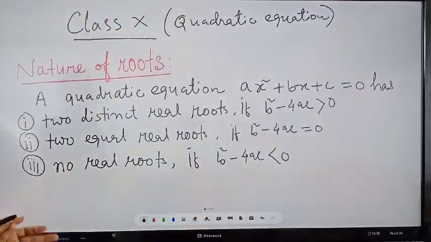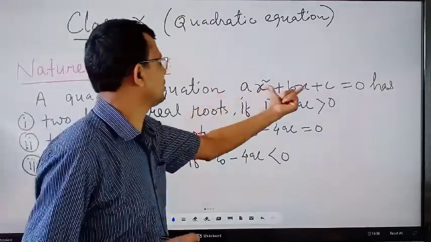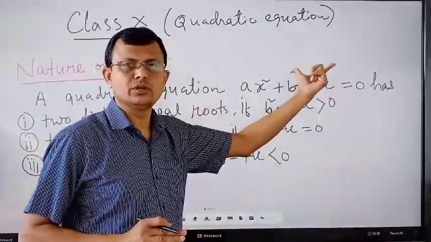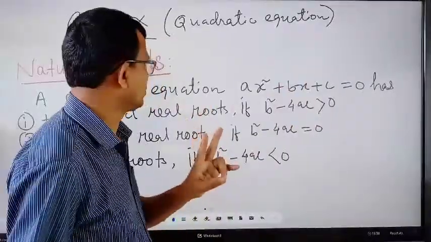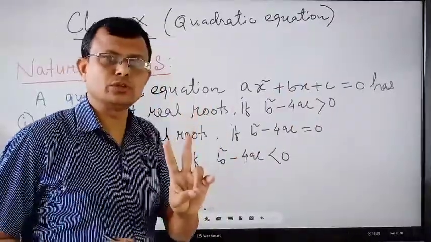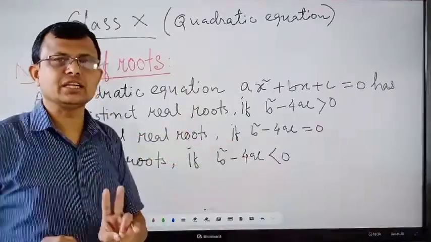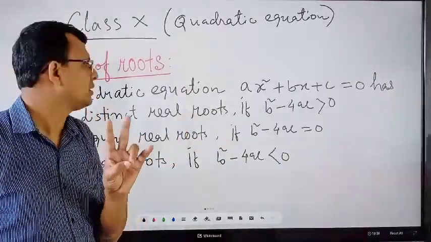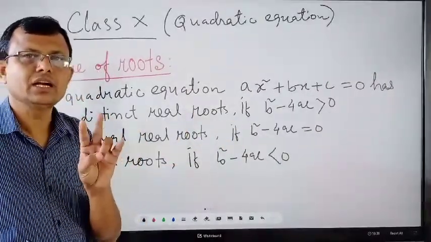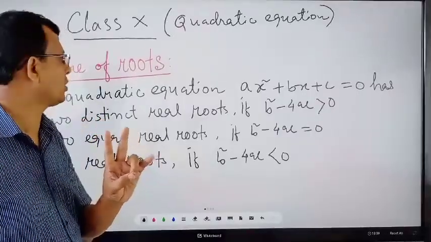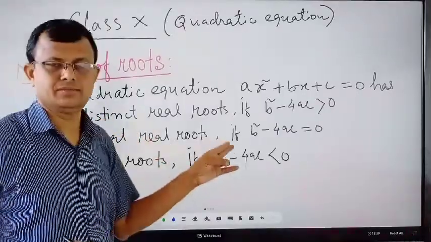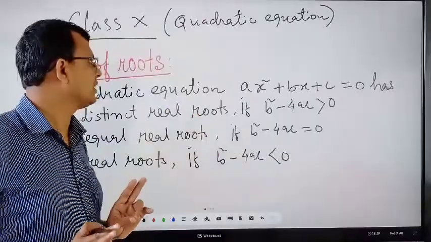So if you solve the quadratic equation ax square plus bx plus c equal to 0, you will get two roots or solutions. These two solutions are distinct and real. Distinct means they are different, not the same. And real, they must be real.